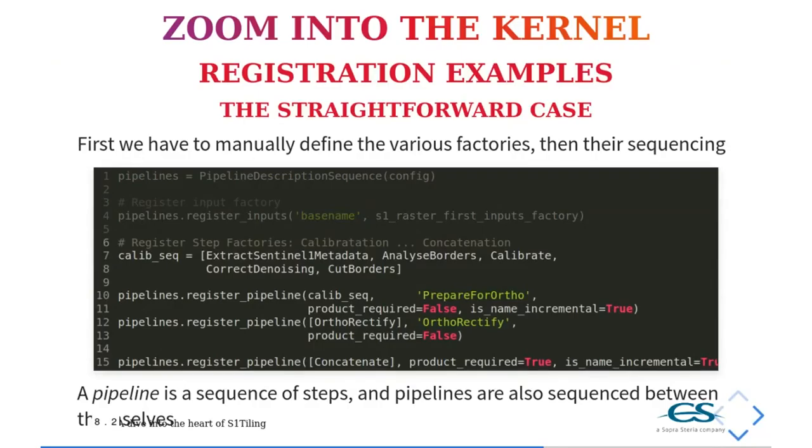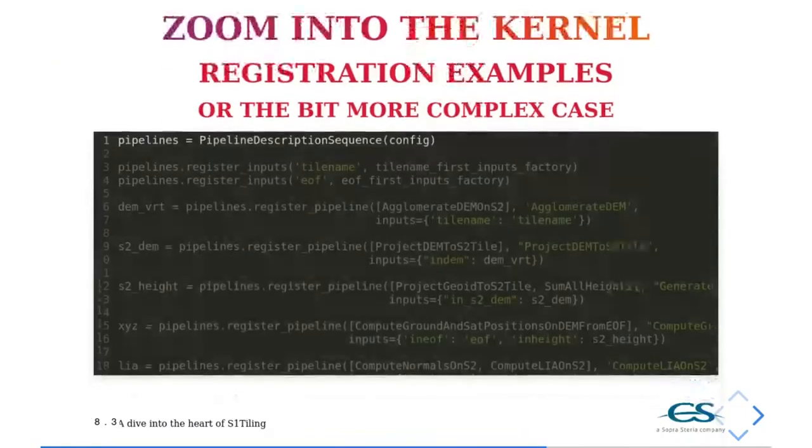I need to extract some metadata, analyze the borders. They're not OTB applications, but steps that do some analysis on the files. And then I calibrate. I fix the denoising if denoising needs to be fixed, and I cut borders. From this pipeline, I can chain another simple pipeline that just does the ortho-rectification. And then I chain the concatenation. Each pipeline consumes files and produces files. And in the middle, I'm chaining OTB applications or other applications. This is a simple case.